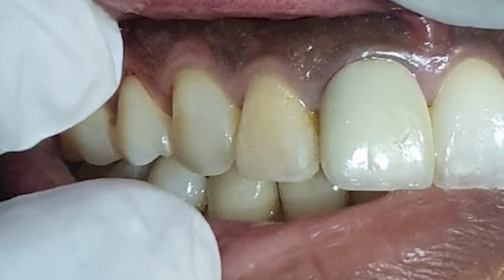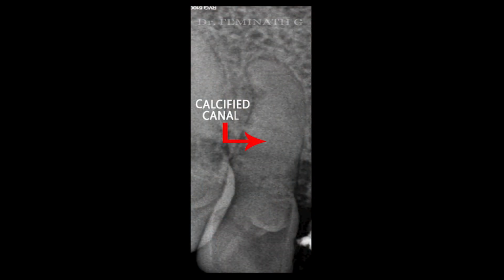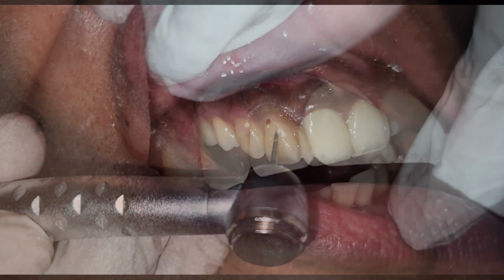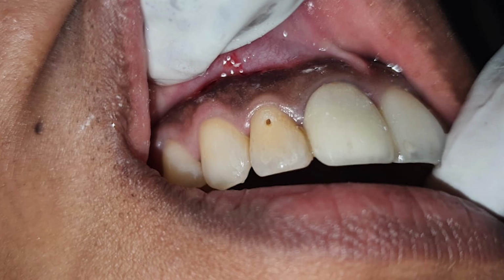Now let us see how I go about negotiating a curved calcified canal. This is a lateral incisor which has got yellowish discoloration. You can see the X-ray wherein it is completely calcified. Usually in these circumstances, especially in the anteriors, I open through the labial access because of two reasons. One is because I get better visibility. Second is lesser distance to be travelled towards the canal.